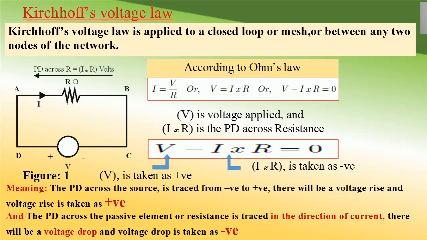Similarly, in the equation V minus IR is equal to 0, we have taken minus I into R. It means while tracing a passive element like a resistance, if we trace the PD in the direction of current, there will be a voltage drop and it is to be taken as negative. Similarly, if we trace the PD across the passive element against the direction of current, there will be a voltage rise and it is to be taken as positive. So, don't you feel that a simple circuit and Ohm's law give us the concept of the voltage rise and voltage drop, and we are going to use this concept in writing the Kirchhoff's voltage equation.